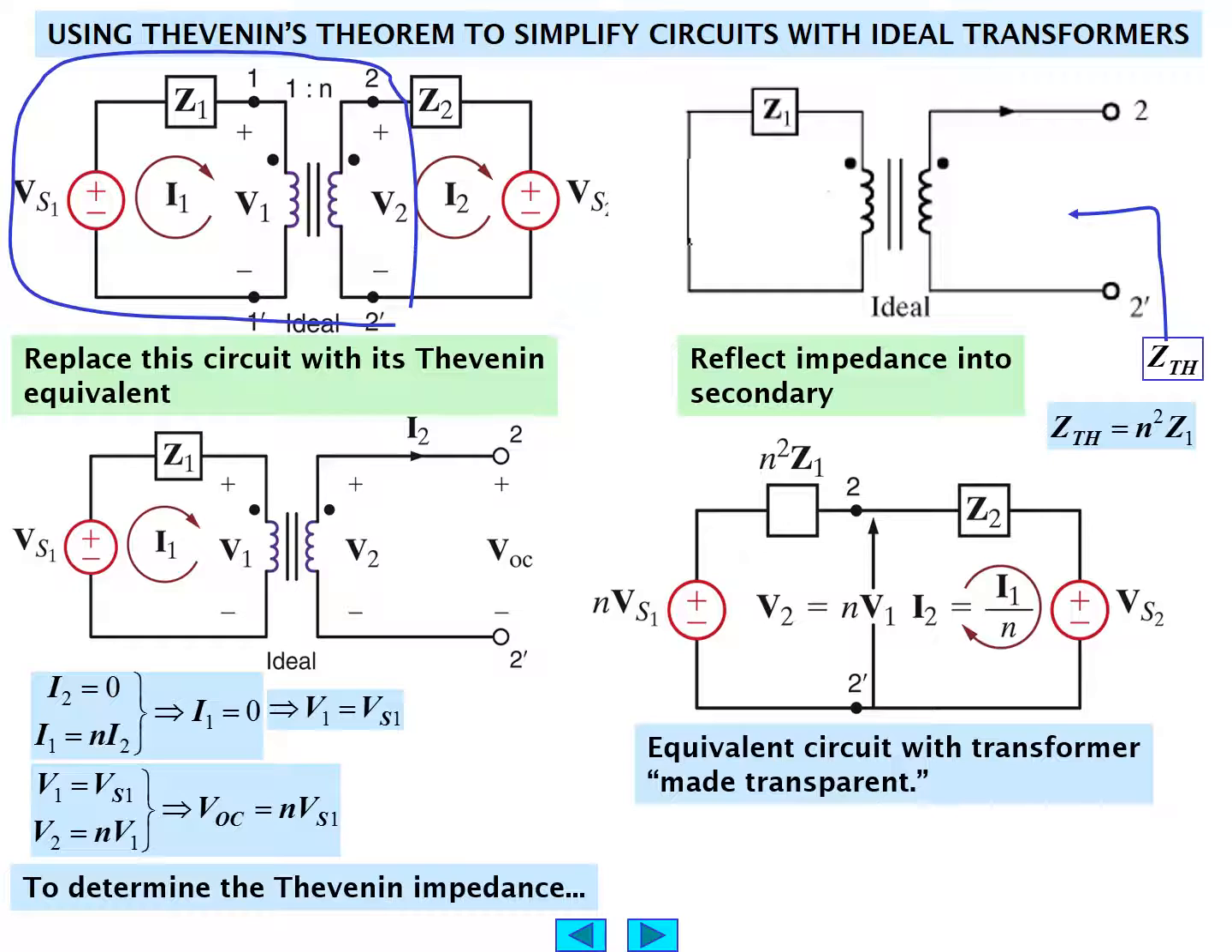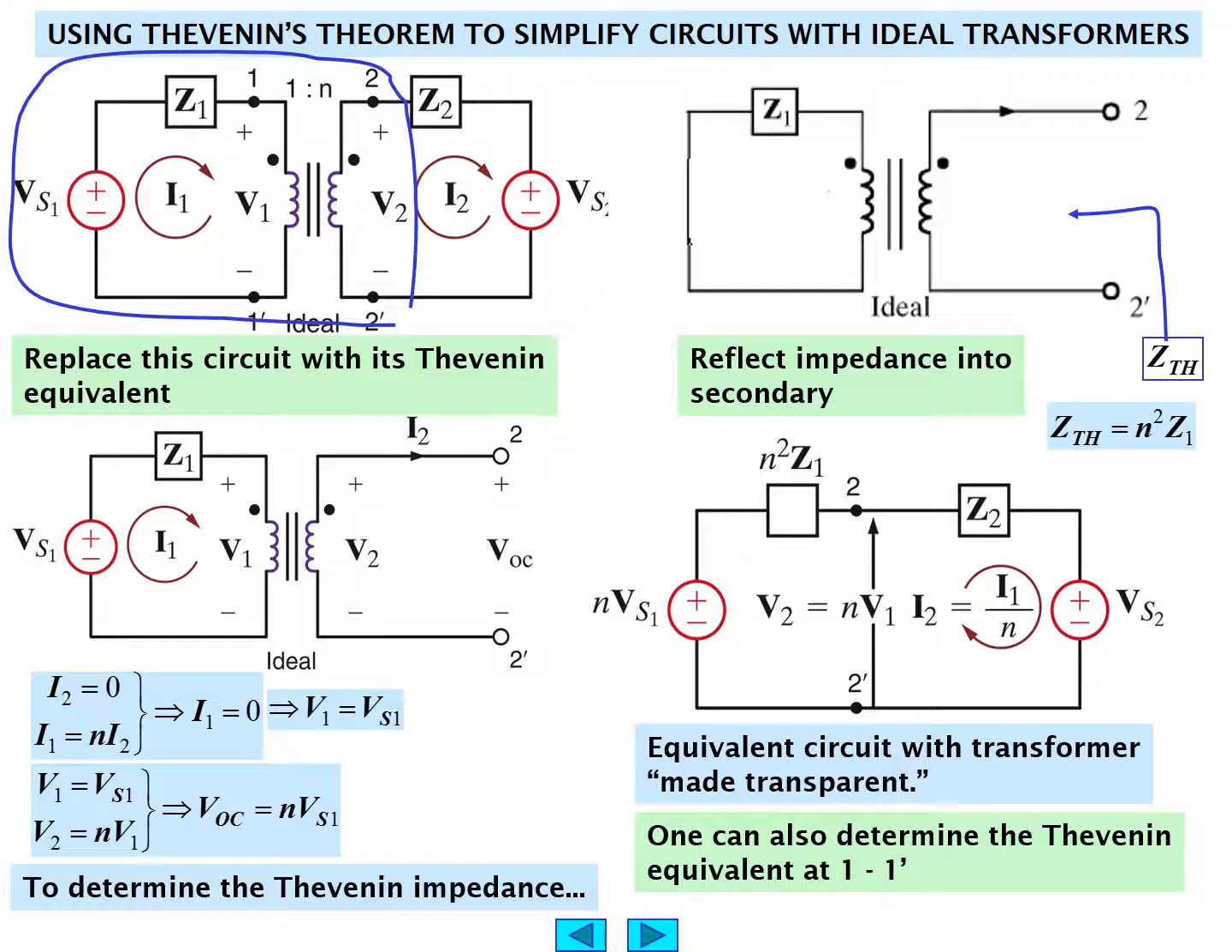So the circuit now has been reduced to this circuit, where we have removed the transformer and replaced it with a Thevenin equivalent circuit to the left of 2 and 2'. And that circuit is NVS1 in series with N squared Z1 connected to 2 and 2'. And we now have a voltage V2, which is NV1. We have a circulating current I2, which is I1 over N, a voltage source V sub S2, and an impedance Z2. So one can also determine the equivalent circuit at 1 and 1 prime. It all depends on how the problem is focused in order to solve for different variables.